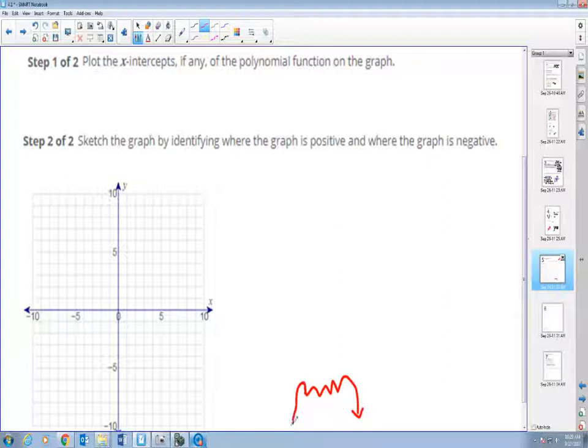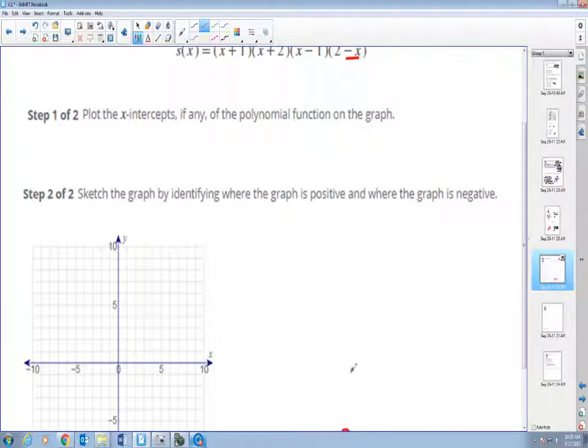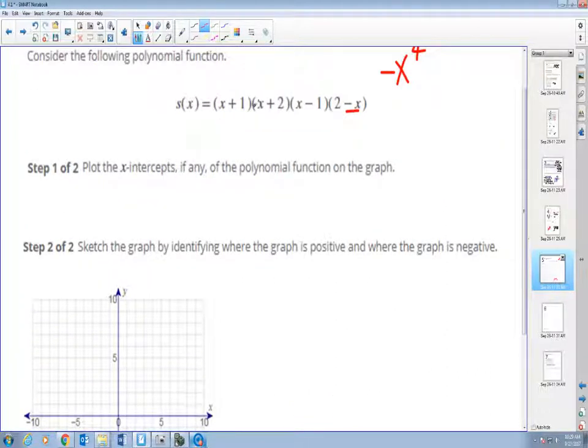Both ending behavior going downward. Alright, so since this particular problem is already factored for me, I'm going to set each factor equal to 0. So my x-intercept will be negative 1, 0. The other x-intercept, negative 2, 0. Positive 1, 0.